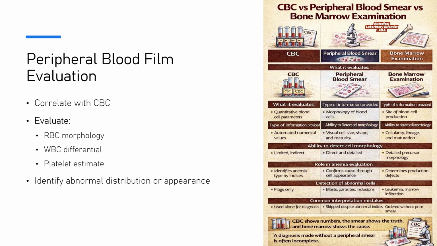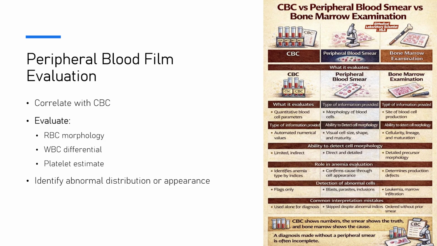This is where we identify things like anisocytosis or poikilocytosis, hypochromia, or abnormal inclusions. Second is the white blood cell differential, which is the process of identifying and counting the different leukocyte types present in circulation. Third is the platelet estimate.